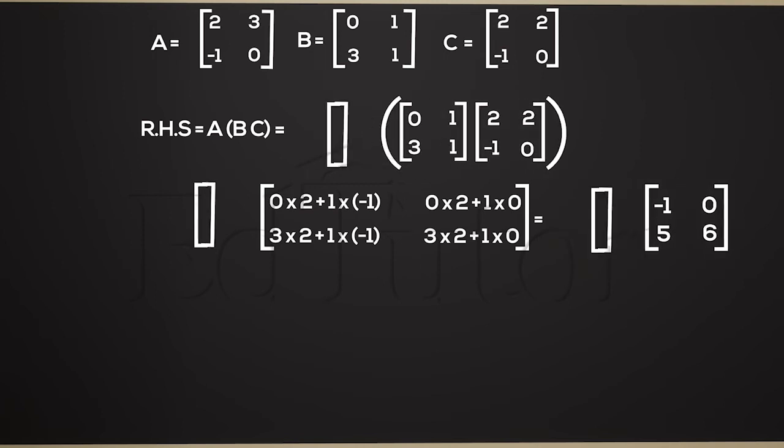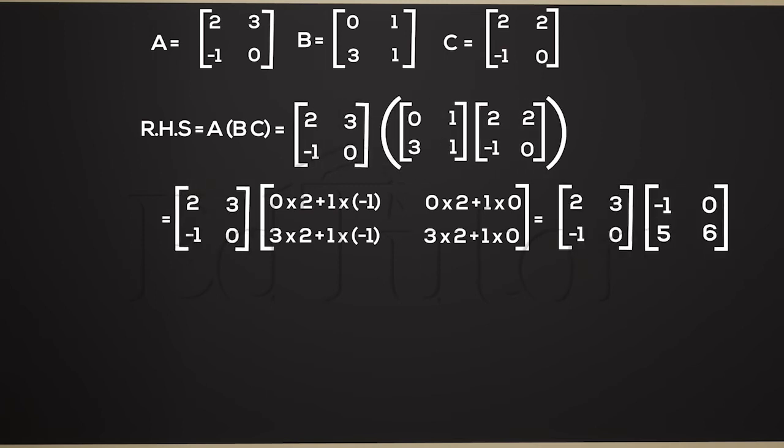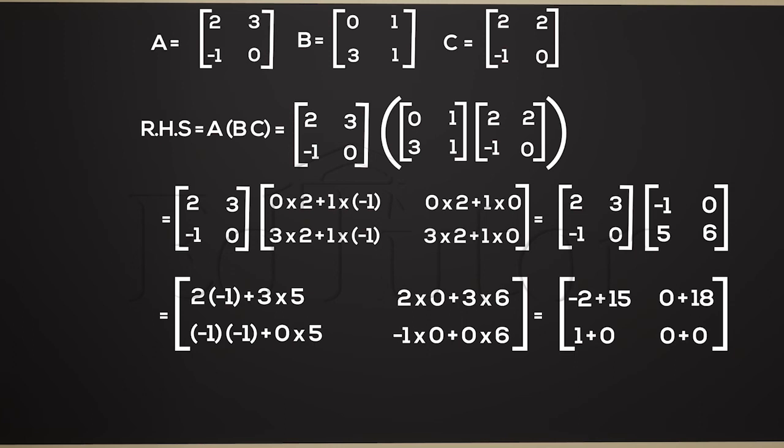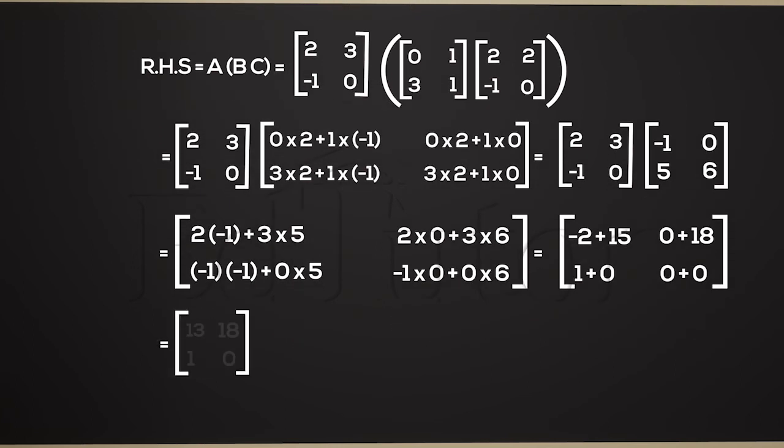Now we need to multiply A into BC. Note that since A is written at the left and BC at the right, you will place the respective matrices accordingly. By multiplying them, we get 2 into -1 plus 3 into 5, and 2 by 0 plus 3 into 6 comes in the first row. Then you have -1 into -1 plus 0 by 5, and -1 multiplied by 0 plus 0 into 6 in the second row. After solving these numbers, we get A times B into C.